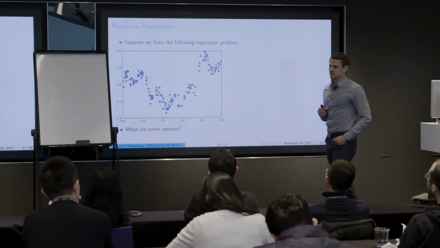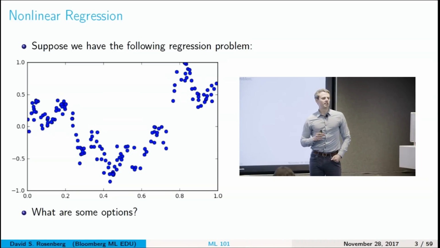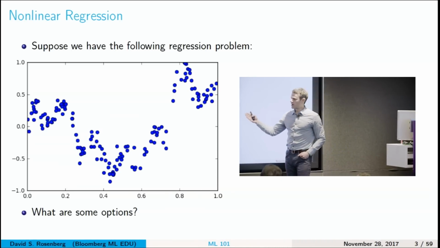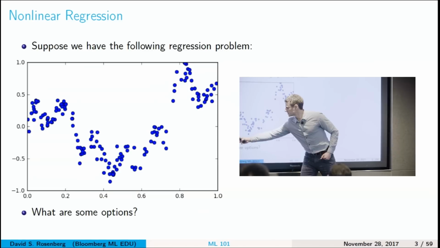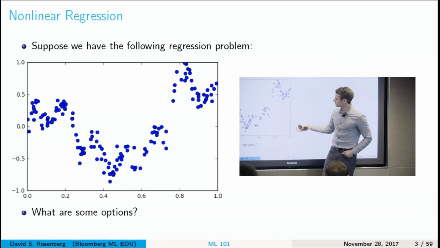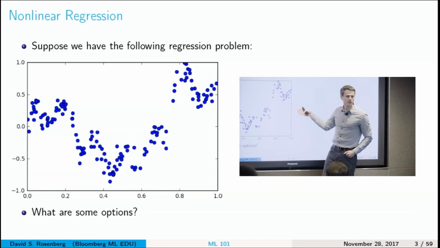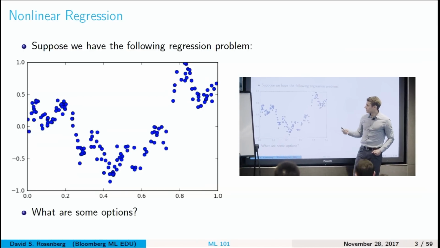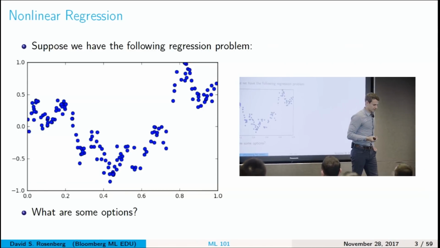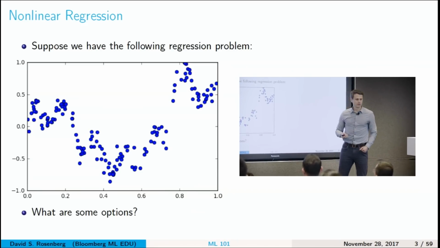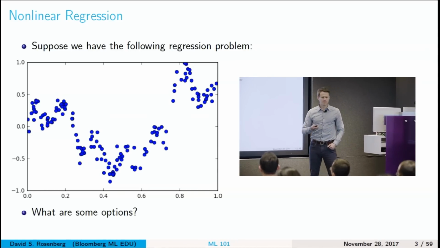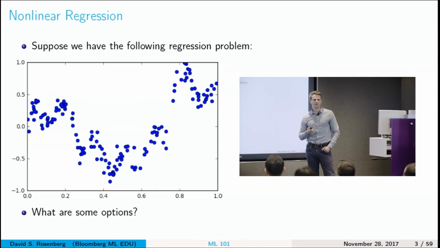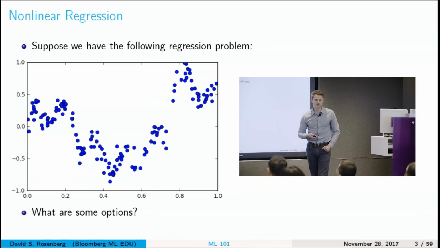So, let's start with an example. Suppose we're in the nonlinear regression setting. This is an illustration of some training data we might have. The input space is just one-dimensional x. The output space is this quantitative response variable y. And you can see the data is not going to be fit well with a line. So what are our options? At this point, we have several that we can go to. If you're faced with such data, what might you try?